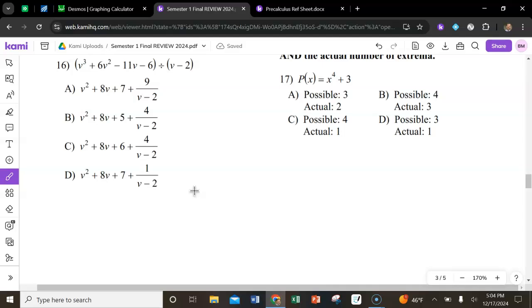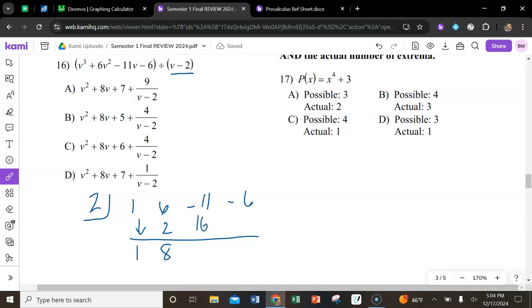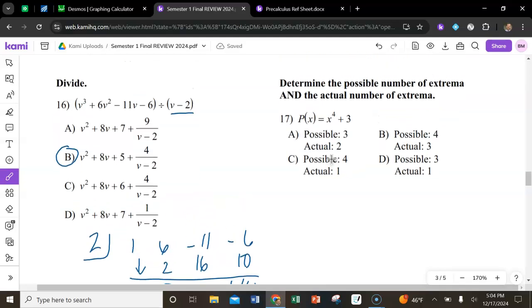On 16, you're doing synthetic division. We put 2 in the box. 1, 6, -11, -6. We drop the 1, multiply by 2, and add, multiply, add, multiply, add. The remainder is 4. So our coefficients should be 1, 8, 5 with the remainder 4. The answer is B. On 17, the possible number of extrema.